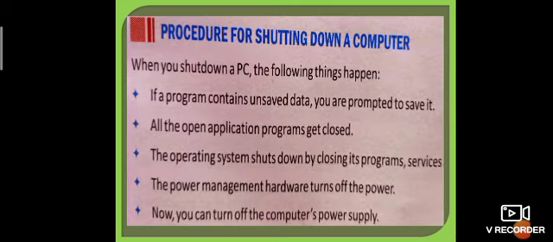Procedure for shutting down a computer. When we shut down a PC, the following things happen. If a program contains unsaved data, we are prompted to save it. It means we will get a message, do you want to save the changes? All the open application programs get closed. The operating system shuts down by closing its programs, services and processes. The power management hardware turns off the power. We can turn off the computer's power now.